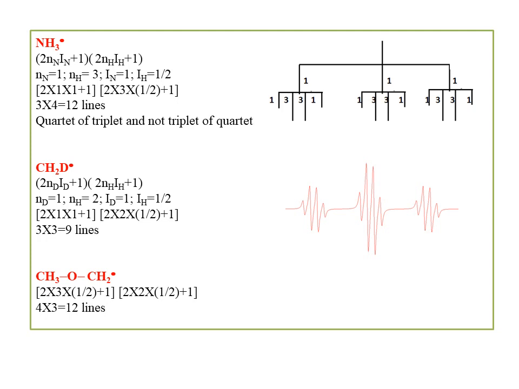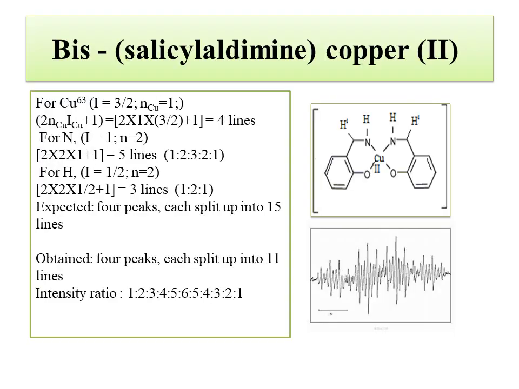Similarly, in CH3OCH2, the CH3 protons are in a different environment and the CH2 protons are in another environment. Carbon and oxygen are magnetically non-equivalent nuclei. Therefore, these 5 hydrogens interact with the odd electron. Because of hyperfine splitting, we get a 12 line ESR spectrum.